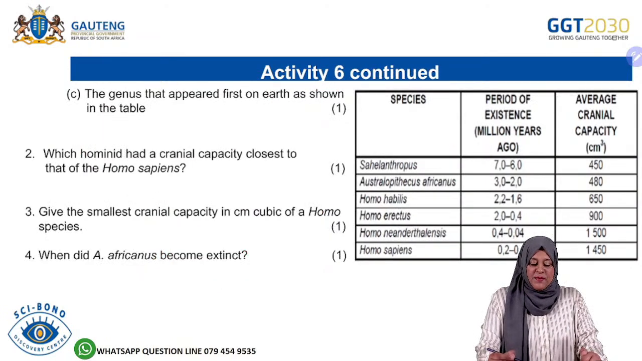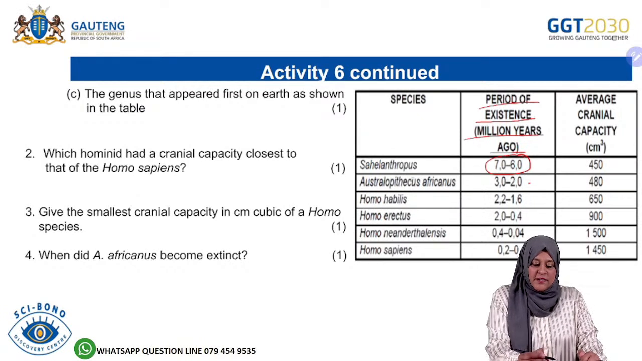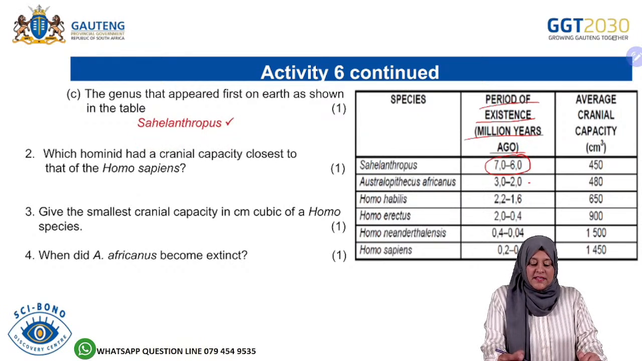Right, and the genus that appeared first on Earth in the table, which genus appeared first? So we're going to look now at the period of existence. And when we look at this, we see here the oldest one is Sahelanthropus, which is 7 to 6 million years ago. And then we have the Australopithecus africanus, 3 to 2. So we are going down. It must be Sahelanthropus. That's the one which is 7 to 6 million years ago. That is the oldest, or appeared first on the table.